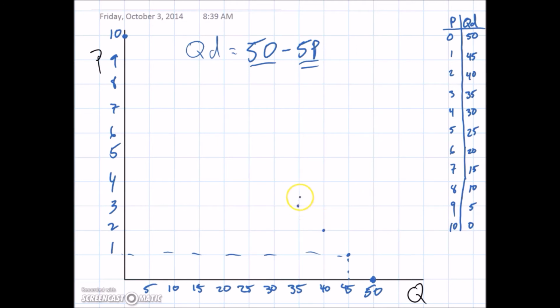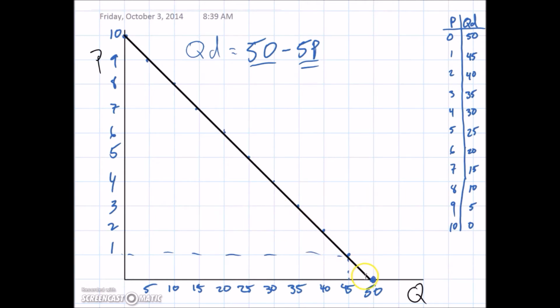And obviously, that pattern's going to continue until we get to where the price is so high, 10, that none are demanded. Now we'll want to connect these dots. This is why you learned how to do connect the dots back in grade school. And with this type of task, you do need to be very careful to be very exact.